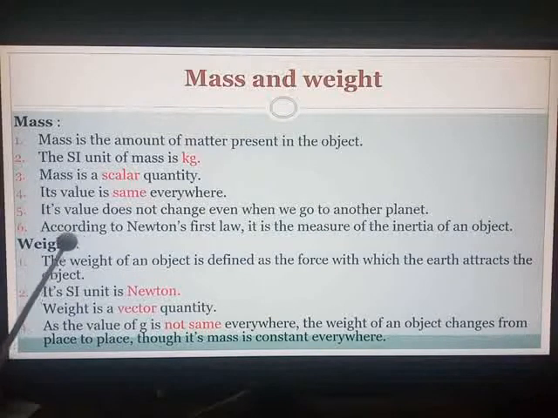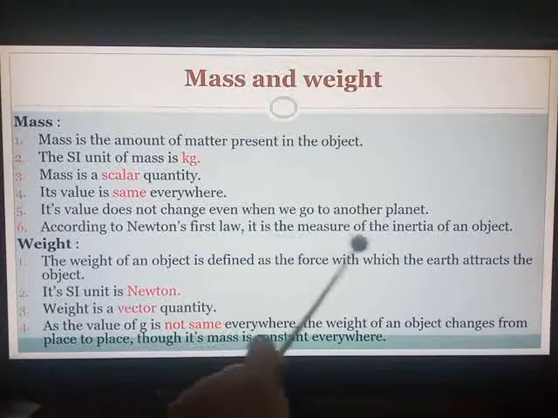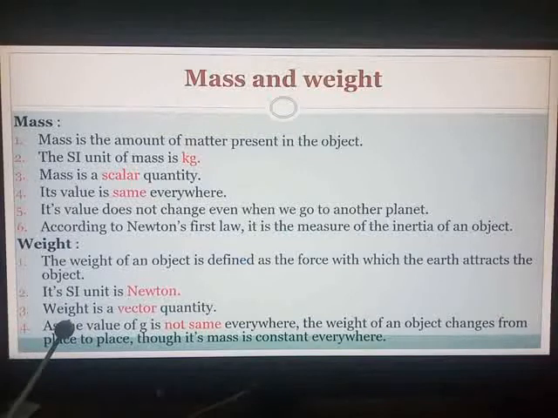What is according to Newton's first law? According to Newton's first law, it is the measure of inertia of an object. And for weight, I have already told you, as the value of g is not the same everywhere, the weight of an object changes from place to place, although its mass is constant.